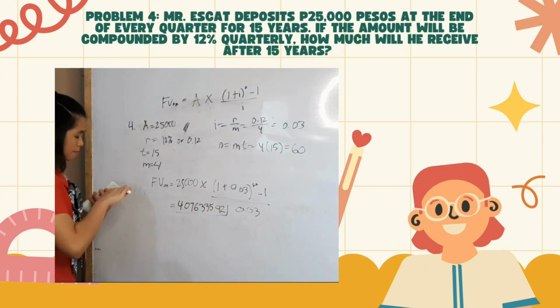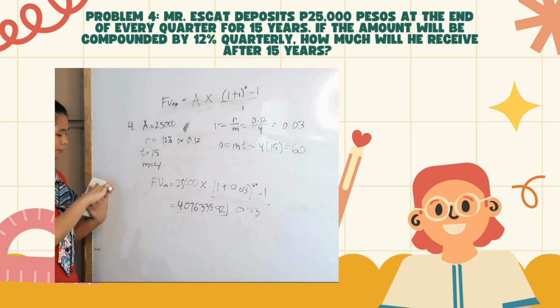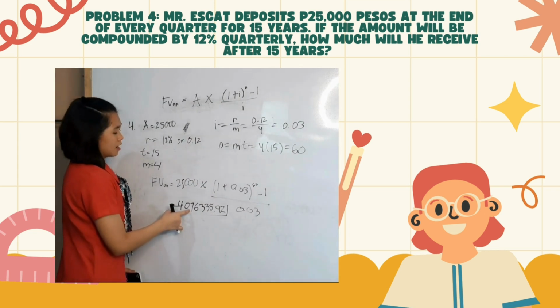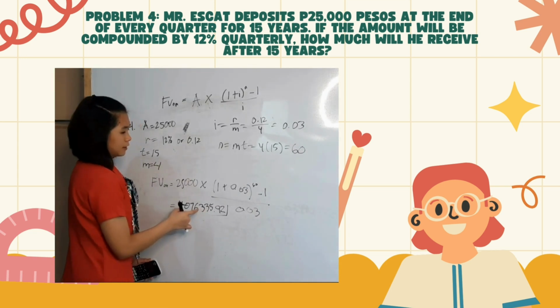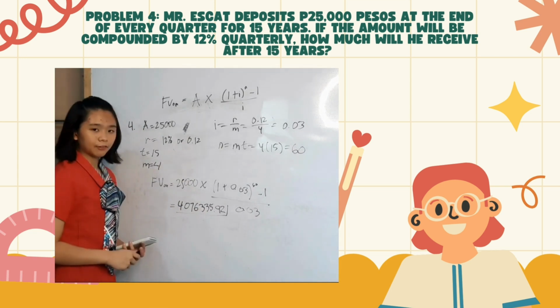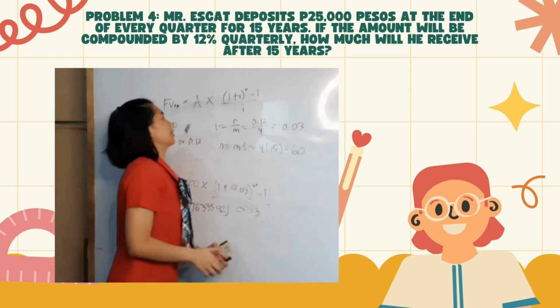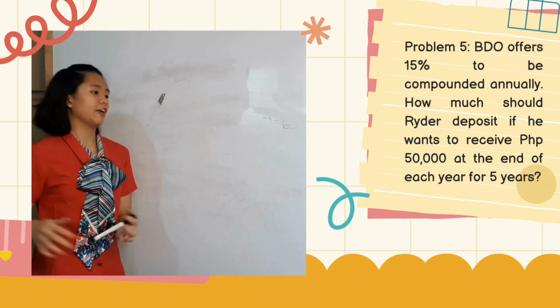So how much will Mr. Escat receive after 15 years? So Mr. Escat will receive 4,076,335.92 pesos after 15 years. Now on to our last question. Okay, last question, problem 5.